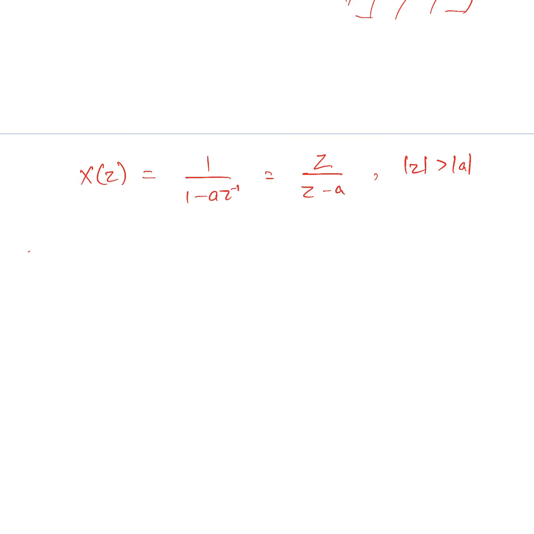Okay. So now see a couple of points. If you have mod a less than 1, then the Fourier transform converges to X of e to the power j omega, because when we have mod of a less than 1, it means the unit circle is included. So X of e to the power j omega is equal to 1 upon 1 minus a e to the power minus j omega. On the contrary, if we have mod of a greater than 1, then the Fourier transform doesn't exist.